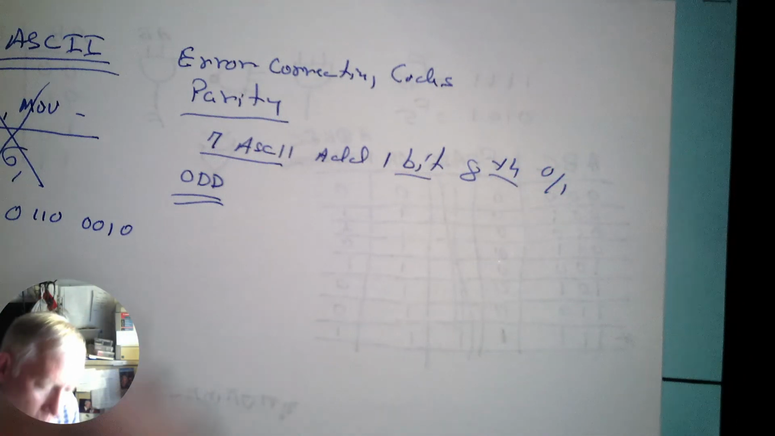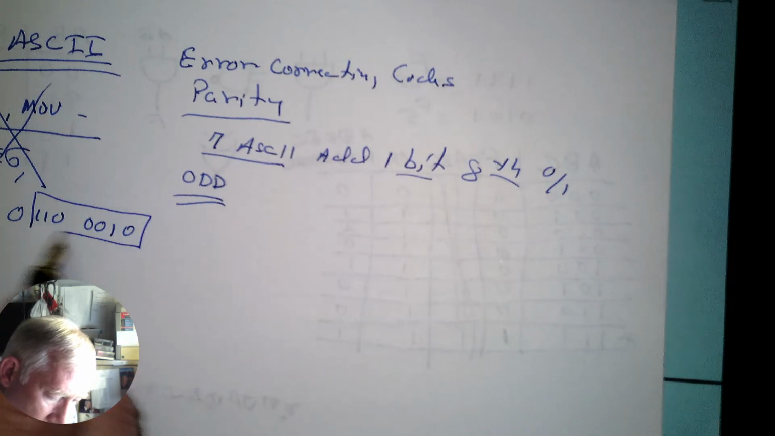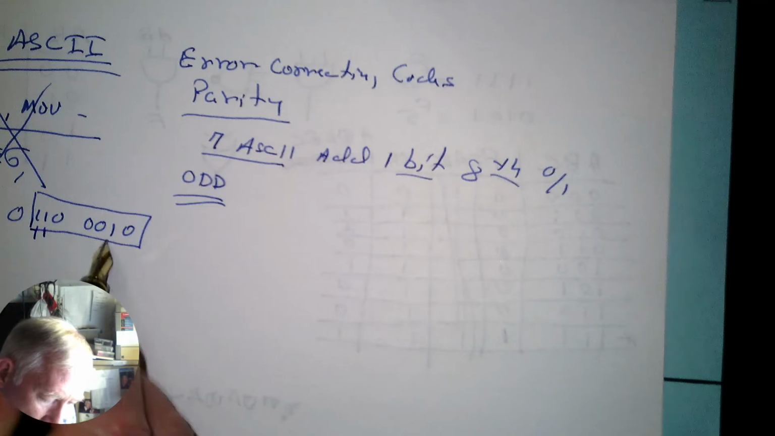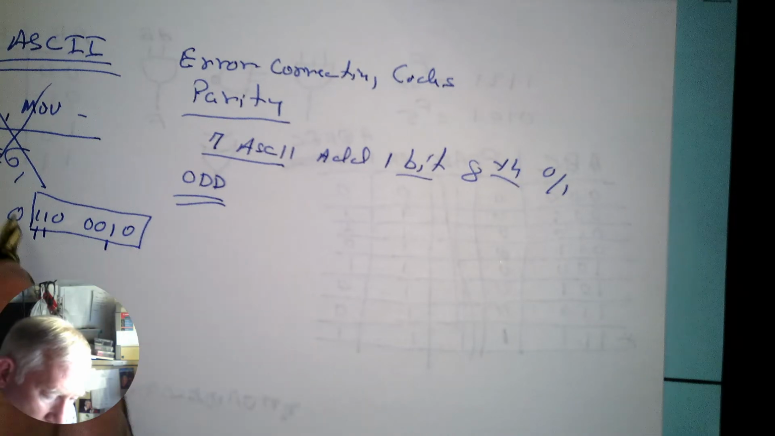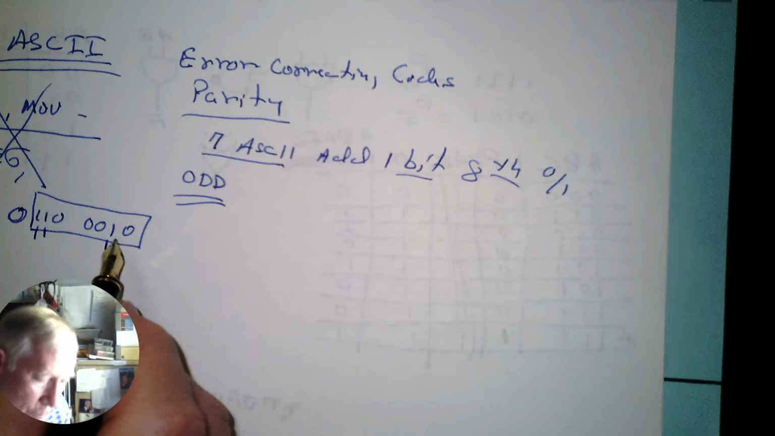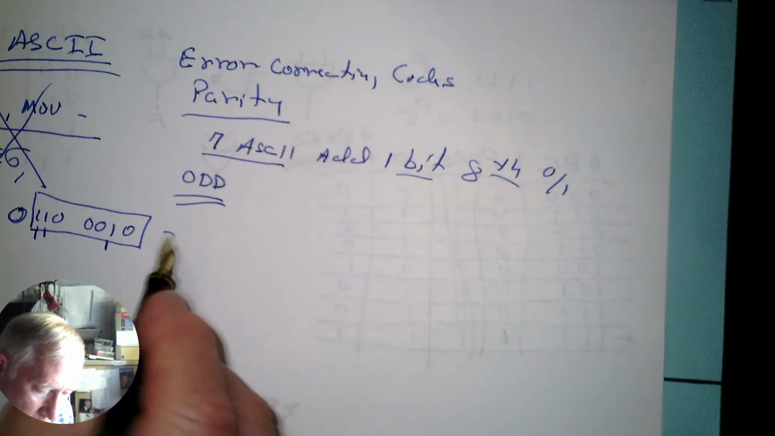Now, here's our 7 bits of ASCII code, and then we would say, well, let's count up the 1s. So there's 1, 2, 3 1s. So that's odd. So we're going to make our 8th bit a 0. Done. If we used a C, then this equals lowercase b.